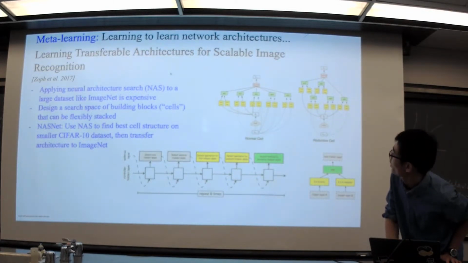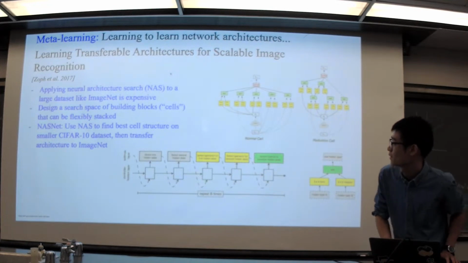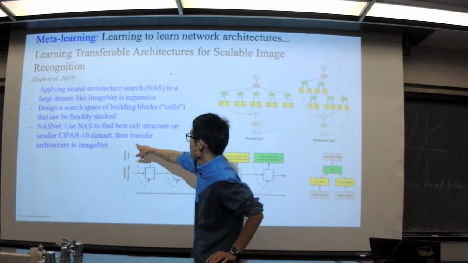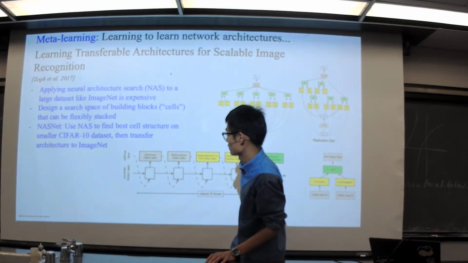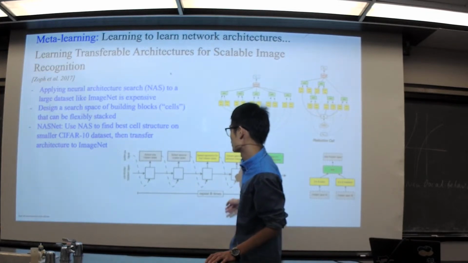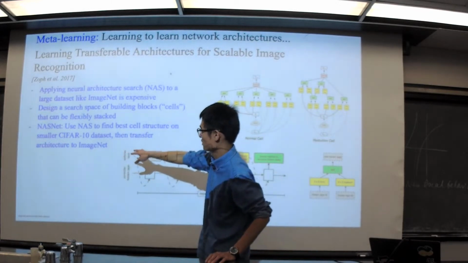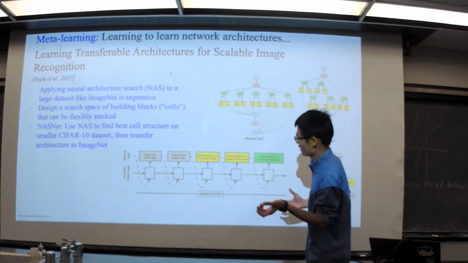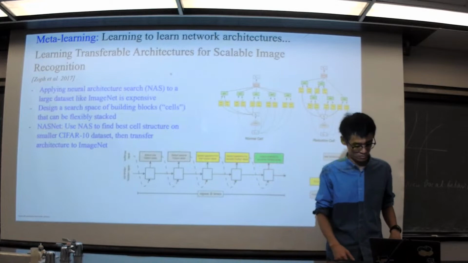Learning to learn network architectures. Like NASNet uses NAS to find the best cell structure on small CIFAR-10 data. Usually these topics prefer to work on CIFAR or MNIST datasets because it's really not that good on very big datasets like ImageNet or MS COCO.